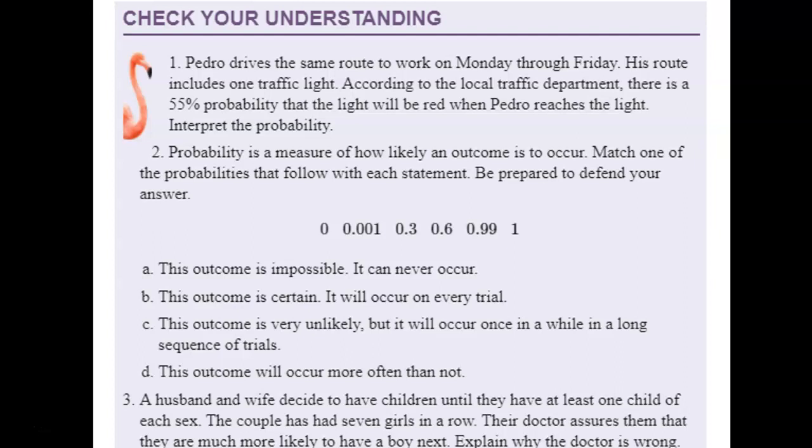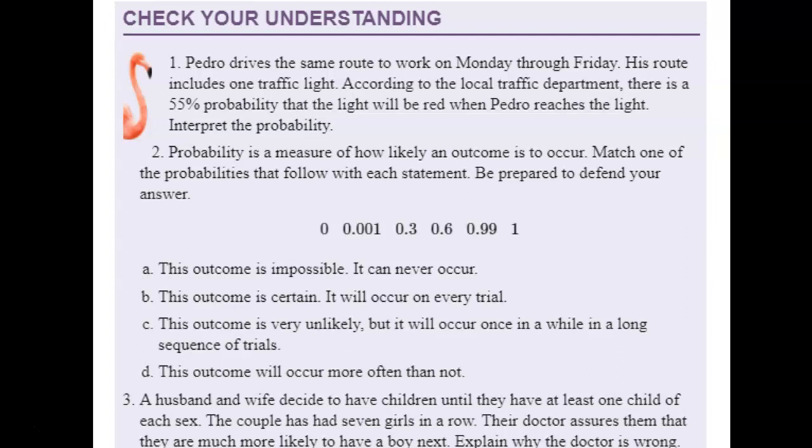So let's check our understanding here. We have Pedro. He drives the same route to work Monday through Friday. His route includes one traffic light. According to the traffic department, there's a 55% probability that the light will be red when he reaches it. Interpret.